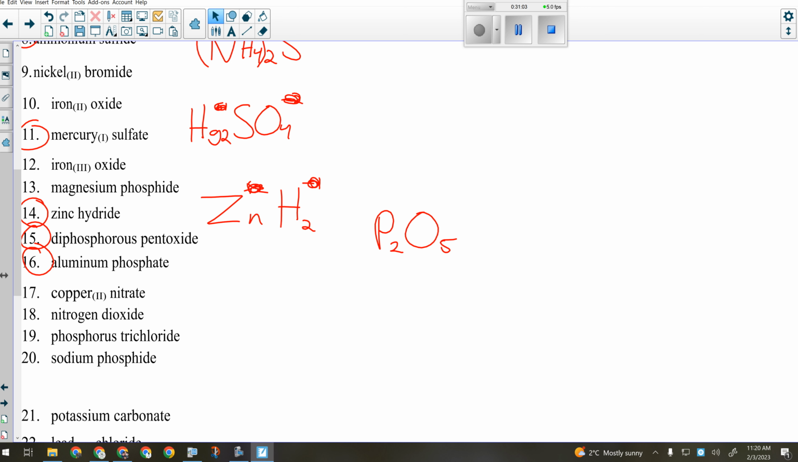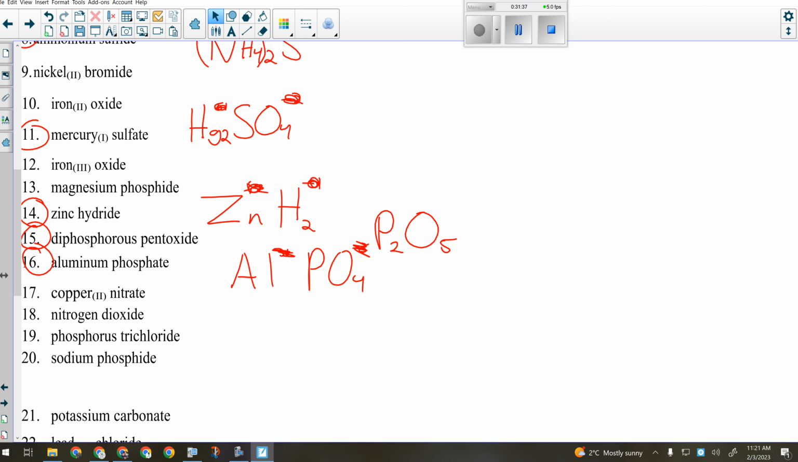Right. And then lastly, aluminum phosphate. Okay, so that's going to be ionic again. Okay, so aluminum has a 3+ charge, and it's with phosphate, PO4, which I believe is -3, right? Yeah. Okay. So now when I drop and swap, 3+, 3-, I'm done. Okay. Don't need to put anything down there because they already added up to 0.